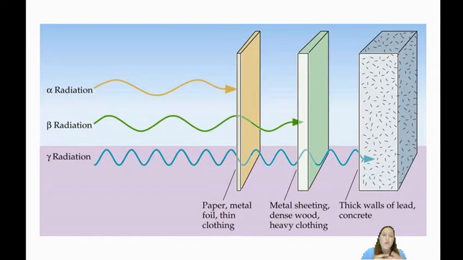So again, when we're looking at size, the biggest is your alpha particle, but it's the easiest to stop, but can also do the most damage. Beta is in the middle, and then your gamma rays can get through the most because it's the smallest.